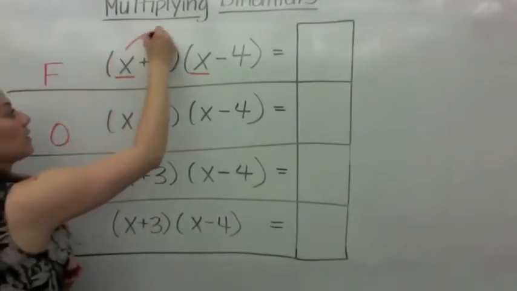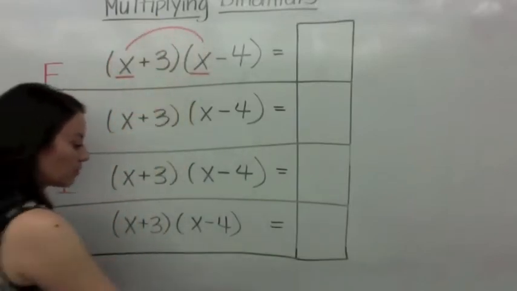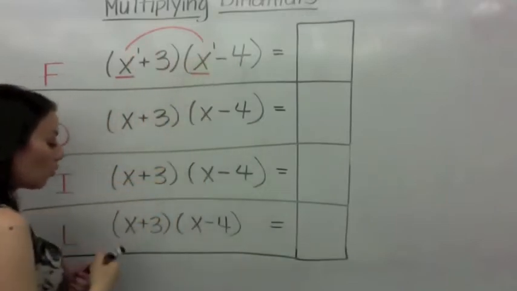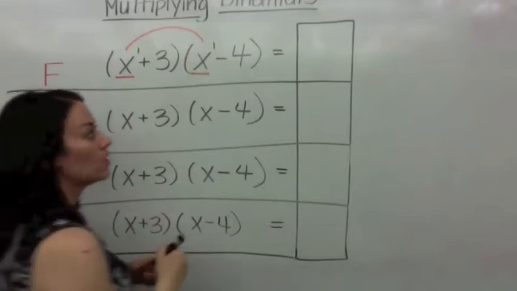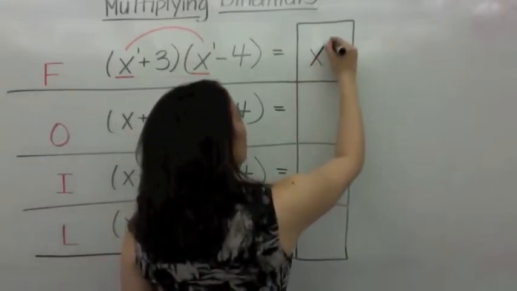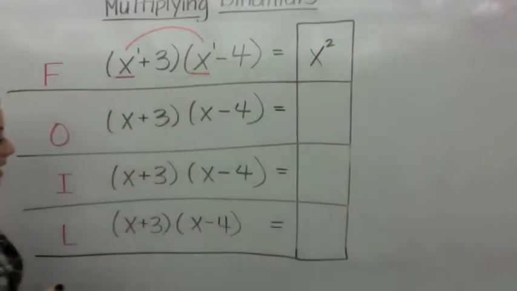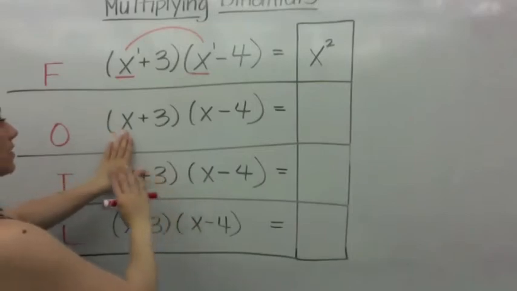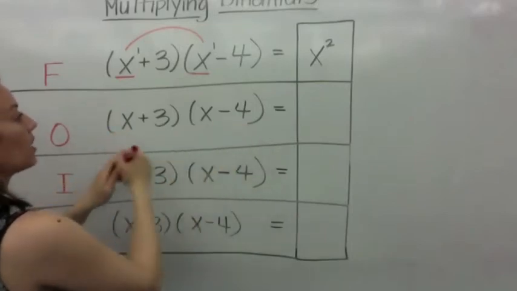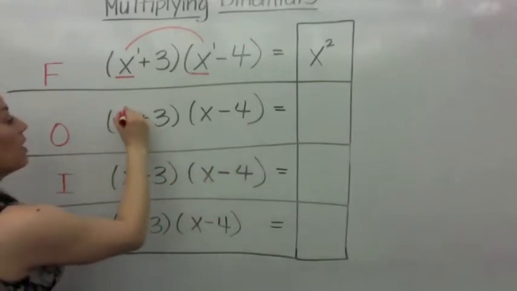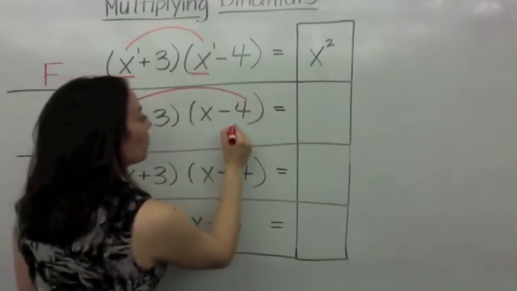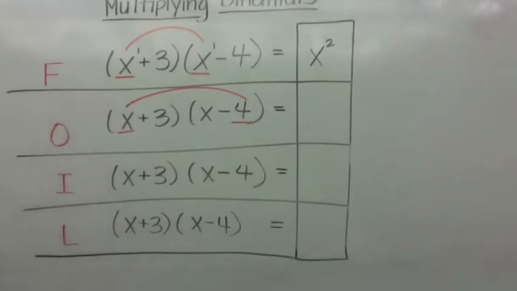So what is x times x? Remember, it's x to the power of the invisible 1 and x to the power of the invisible 1, and 1 plus 1 is 2. So here, the first terms make x squared. Okay. Then you're going to multiply the outer terms. Remember, the outer terms are the ones farthest over to the left and the right. So we're going to start with x again, and multiply by the outer term. So x and 4. Those are the outer terms.